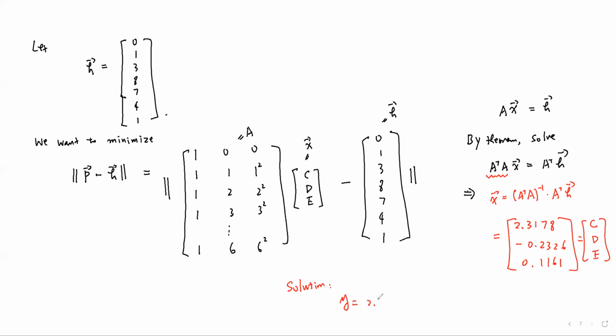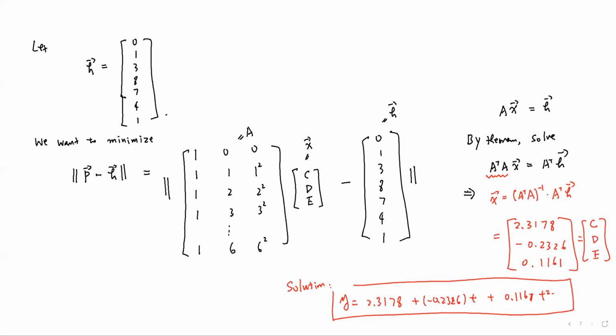C, 2.317. D, T, okay, and then T squared. This is the solution. This is the best parabola that fits the data. This parabola has the smallest distance to the data. This is one example. Now, second example.